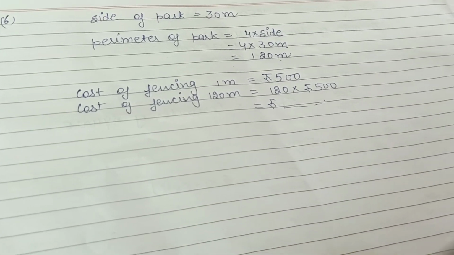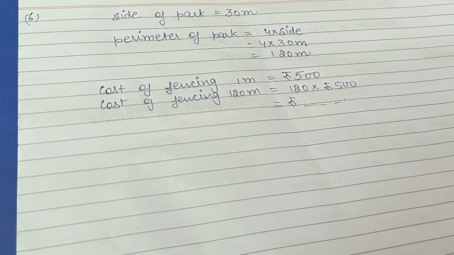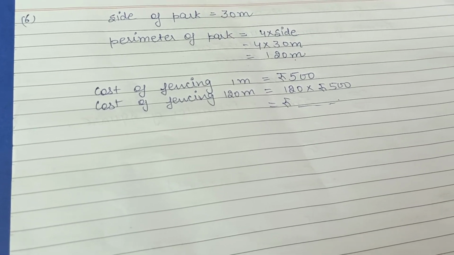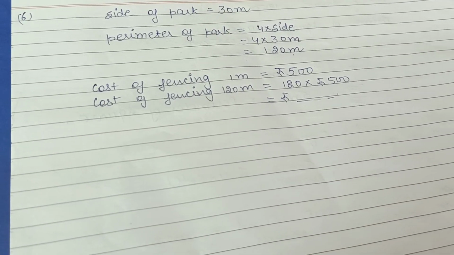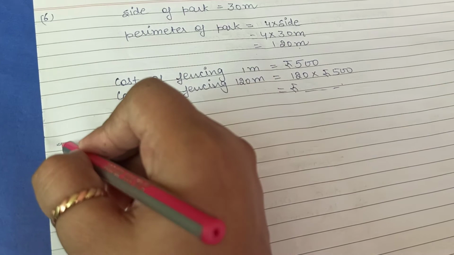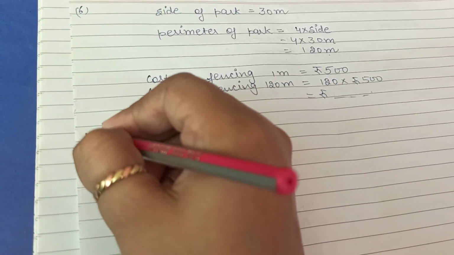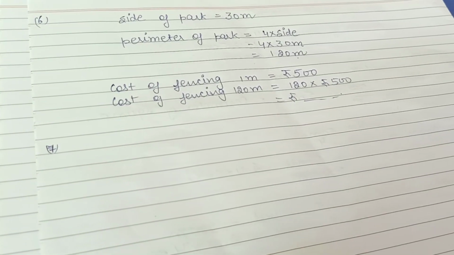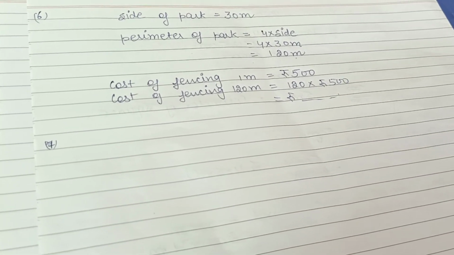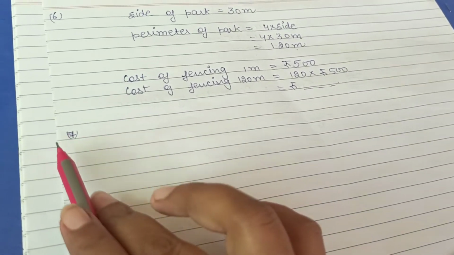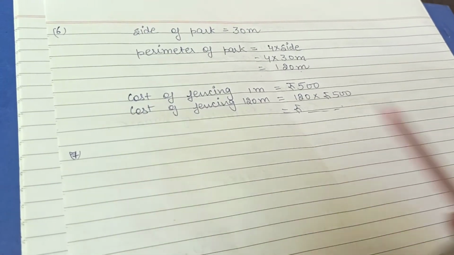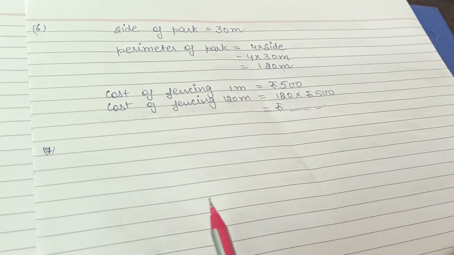After this, question number 7, that is, Mohan runs around a rectangular field. Now in question number 7, the field is a rectangular field. So students, rectangles are those whose opposite sides, you can say, are equal.